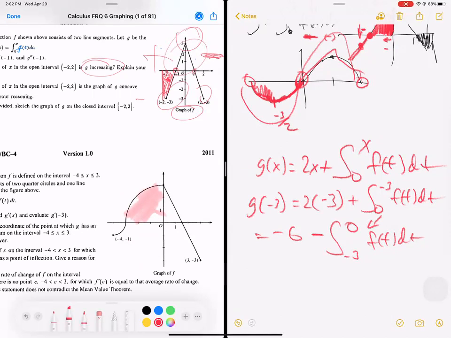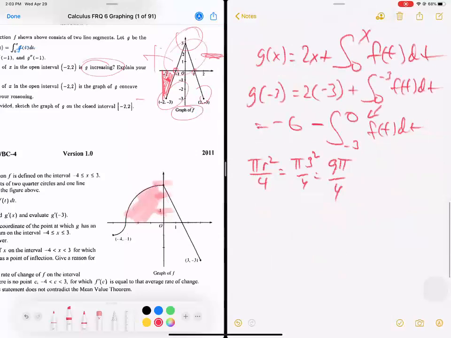So our equation is going to be pi r squared, and we divide that by 4, where the r value is 3. 1, 2, 3. Pi times 3 squared over 4, which is 9 pi over 4. That's going to be -6 minus 9 pi over 4.